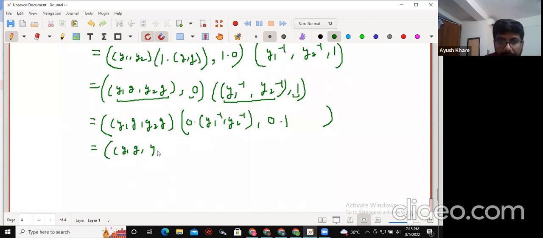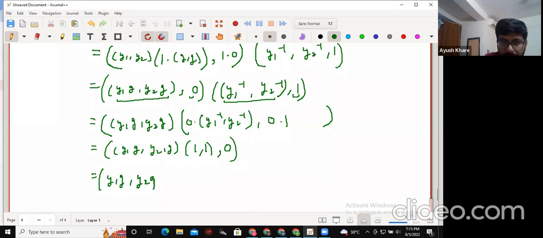y1g, y2g, and 0 dot y1 inverse y2 inverse is y1 inverse raised to 0 and y2 inverse raised to 0. It's 1 comma 1, and the third coordinate is 0. So we are not having y1 inverse at the end and y2 inverse in the end. Maybe we have done somewhere something wrong, but I will see if any correction is there.